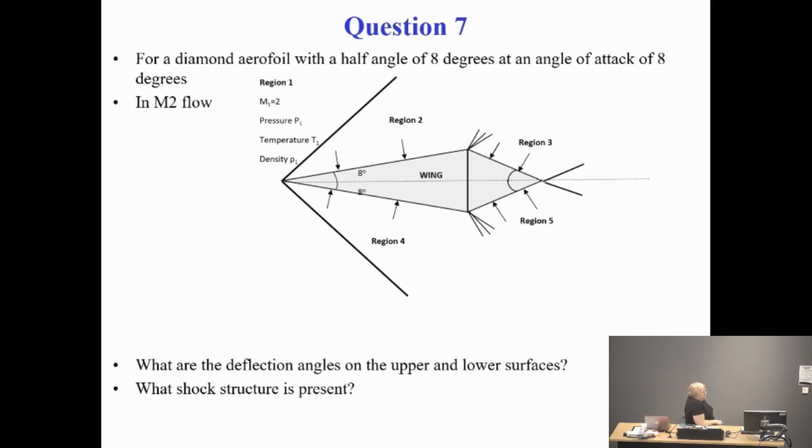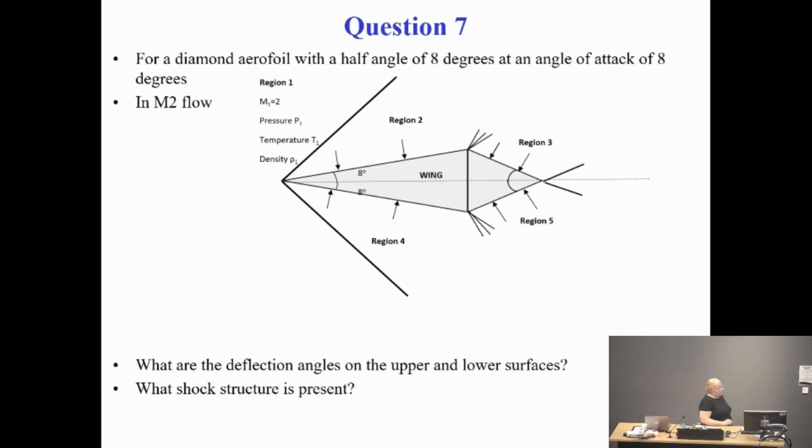Diamond aerofoil, 8 degrees angle of attack. Again, it's a bit of a busy wing, this one. Now we put it to an angle of attack of 8 degrees. So, what's the deflection angle on the upper surface? It gets less: 8 minus 8, 0. Lower surface, 8 plus 8, 16. So, what's the shockwave structure? How many shockwaves have I now got?